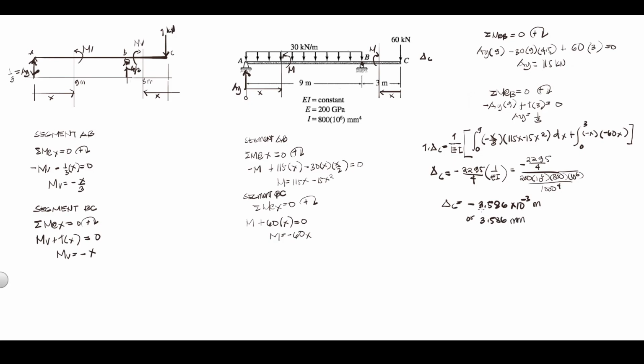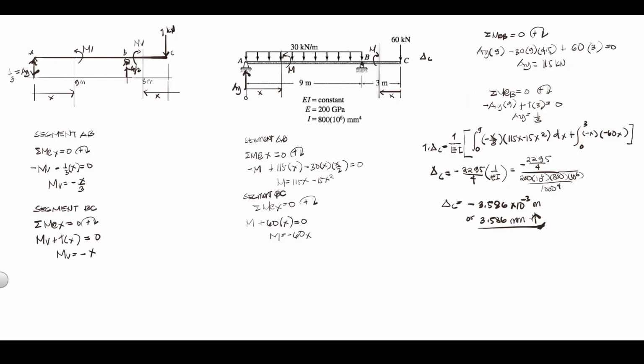Okay, so what is the direction? So ang lumabas na sagot negative, so meaning it is opposite. Okay, the direction of our deflection at point C is opposite of the virtual load kasi negative siya. Okay? So, downward yung assumption natin. So, opposite. Dapat yung delta C pala natin is upward. So, tumaas yung point C. Okay? So, this is our answer.